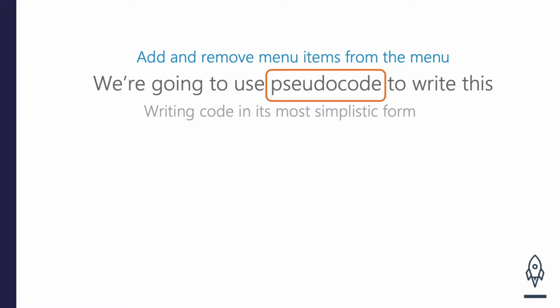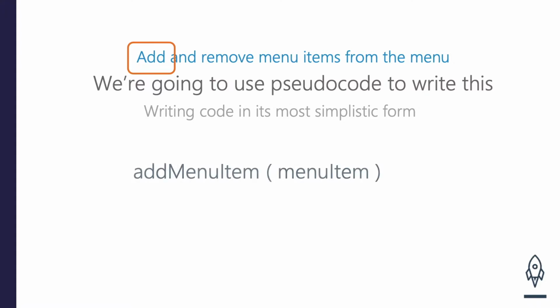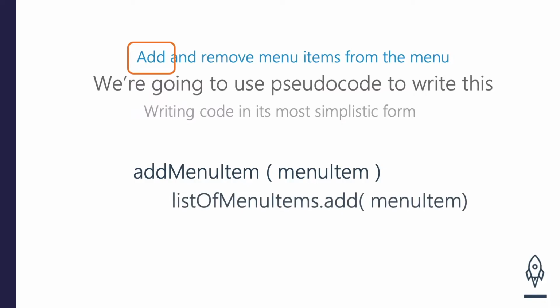So I invite you to observe this as I'm creating a solution for our first action, which is going to be adding. We want to add menu items to this menu. So the first thing I'm going to do is create the add menu item method. That's going to take in menu item as a parameter. I know that when I take in a new menu item, I need to add it to my list of menu items. So my next line of pseudocode would be list of menu items dot add, and then I add that menu item.